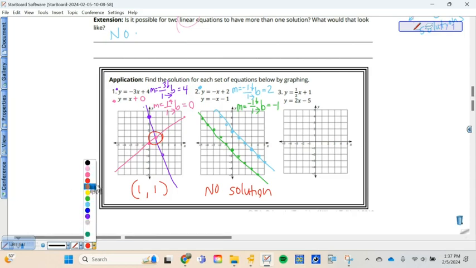Okay, one more to do. Y equals 1/2 x plus 1. What's the y-intercept? And what's the slope? Up 1 over 2. So I start at 1, up 1 over 2, up 1 over 2.